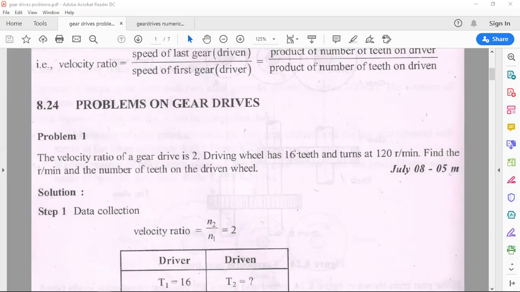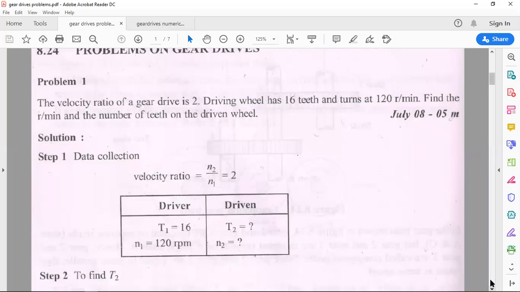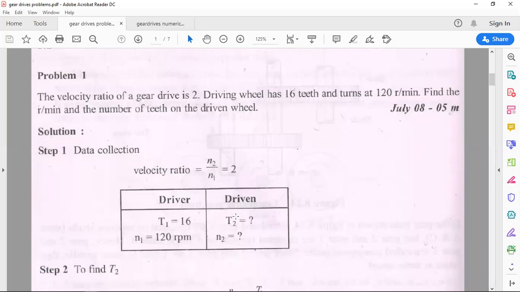Also the driving wheel has 16 teeth, which means T1 is given, the driver has 16 teeth. So take two columns, driver and driven, and list the number of teeth on the driver wheel and the driven wheel, and the speed of the driver wheel and the speed of the driven wheel. If you do that, I can get the data what is given and what I need to find out. So I need to find out N2 and T2.